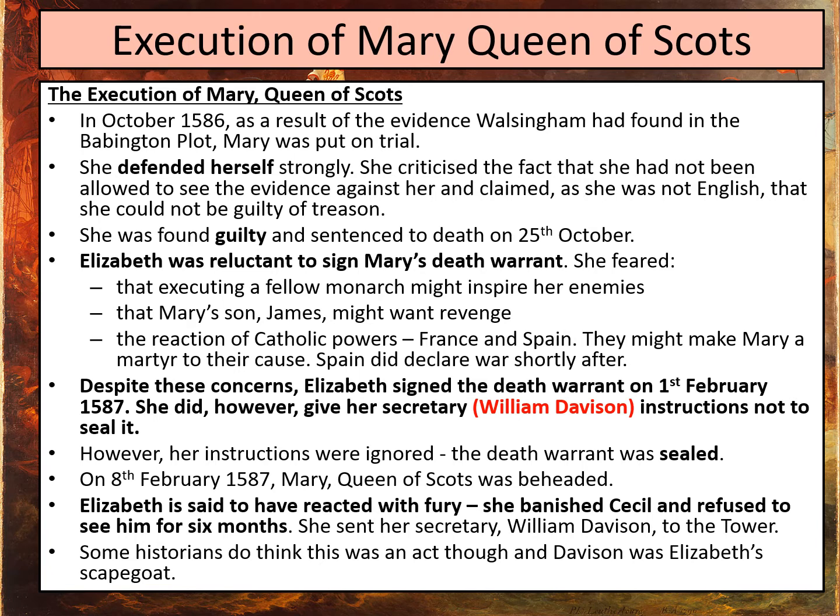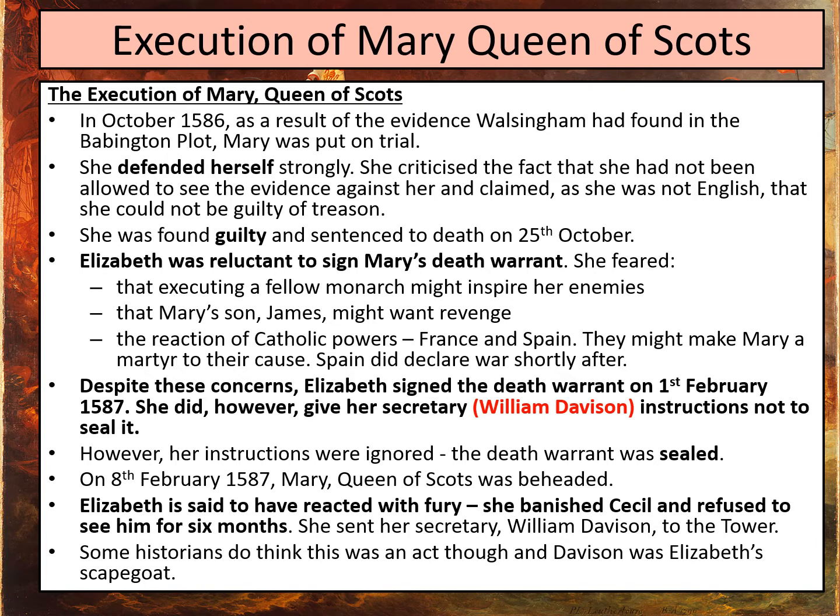So Elizabeth had all of these things going. She's absolutely certain that the trial is right. She's absolutely certain that Mary was guilty, but that didn't mean that she was going to take the decision to have her executed lightly. So despite the concerns, Elizabeth did sign the death warrant on the 1st of February 1587. Do note the delay there as well. She was sentenced to death on the 25th of October. It took her to the 1st of February to sign that death warrant, but she told William Davison, her secretary, not to seal the death warrant, which would mean that it didn't really have any legality if she hadn't properly sealed it over.